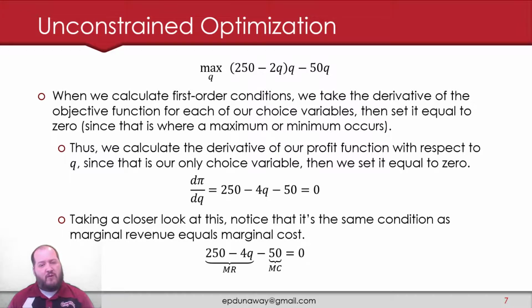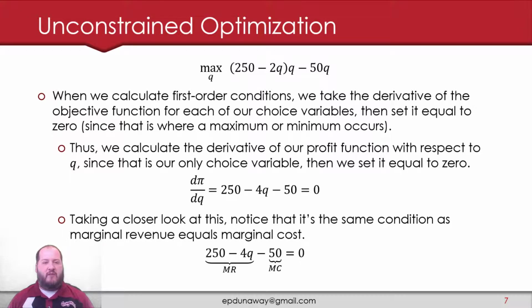Before we do that, though, just take a look. This is actually the same condition as marginal revenue equals marginal cost, because those first 2 terms there, 250 minus 4Q, that's actually just my marginal revenue. And that last term, that's just my marginal cost. So that's fantastic. That's why I was saying that that rule is completely baked into this optimization technique. We don't need to remember it if we know how to optimize.